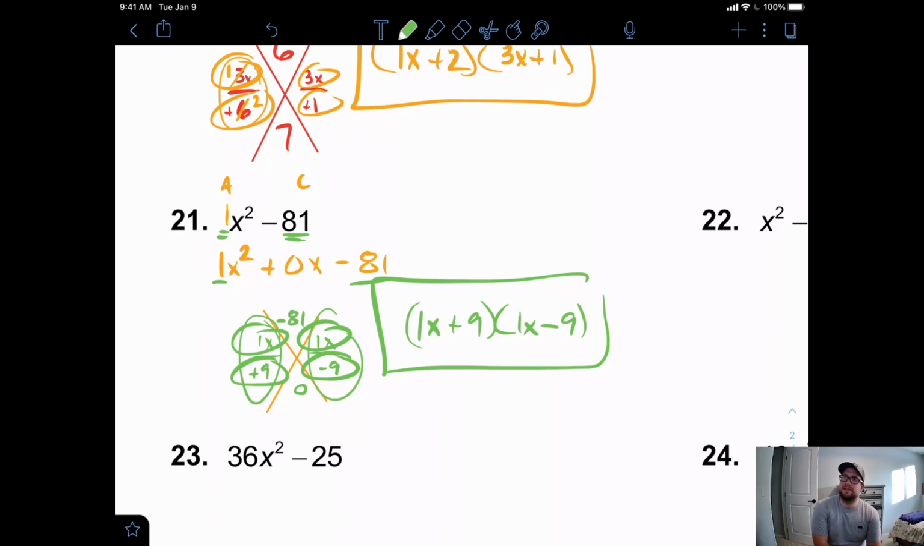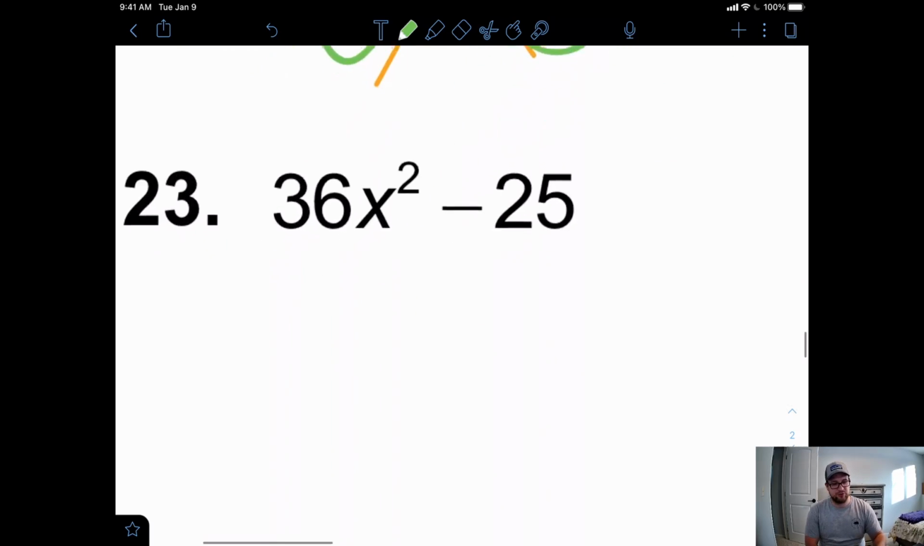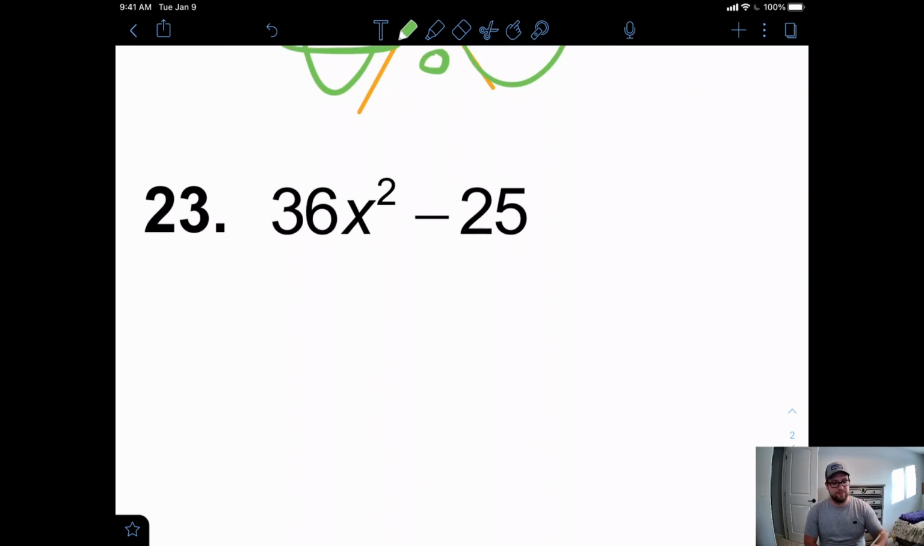I'm trying to think how I can explain this nicely to you. As long as those are perfect squares, then if you take the square root of each of those, the square root of 1 is 1, so we see that show up, and the square root of 81 is 9, and the only difference is one is positive and one is negative. Now, this is a unique situation. We call it a difference of perfect squares.